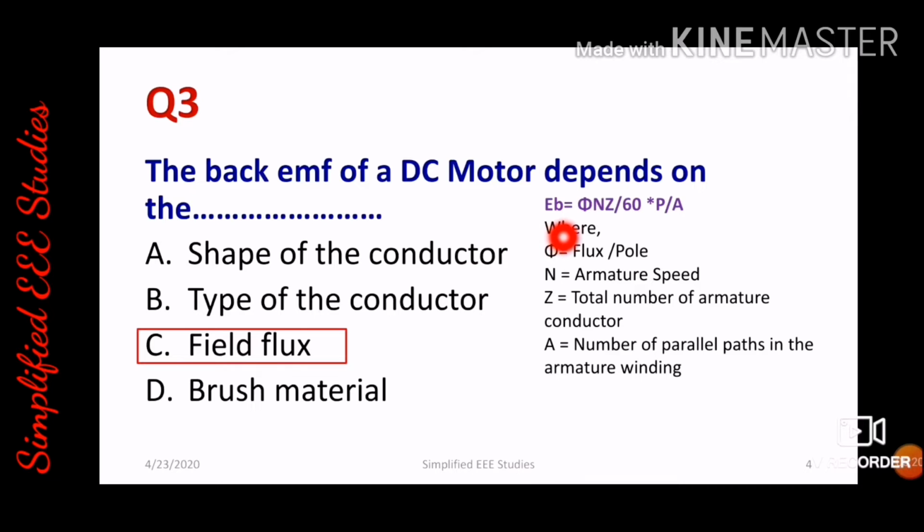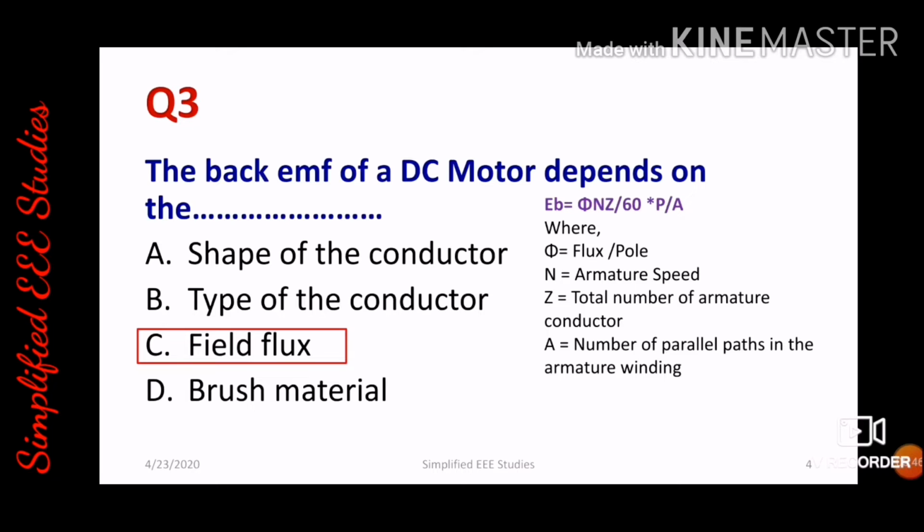So this is the standard equation for back EMF. Eb, that is back EMF, is given by phi n Z by 60 into P by A, where phi is known as flux per pole, n is known as armature speed, Z is total number of armature conductors, P is total number of poles, and A is number of parallel paths. So these are the different terms and peculiarities of back EMF.